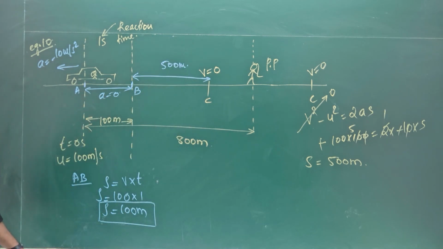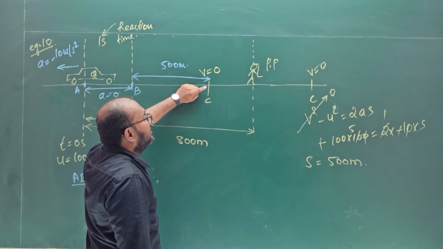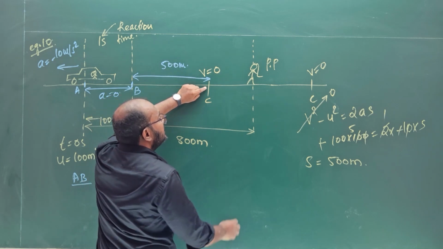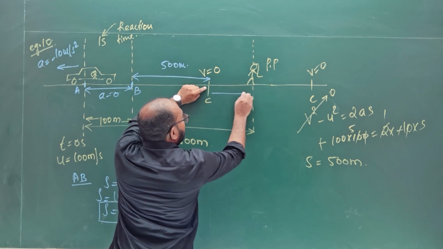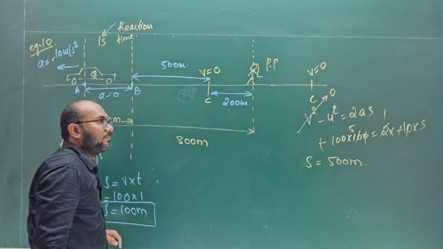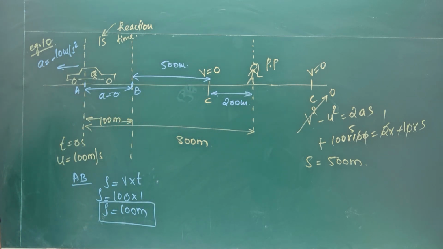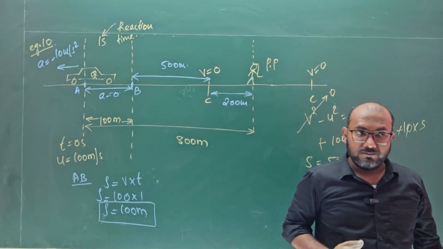If the question asks at what distance the body stopped from the original position, I can say 600 meters. Or the question can ask like this: what will be the stopping point, or the distance between where the car stopped and the girl? Then I can say this is 200 meter.